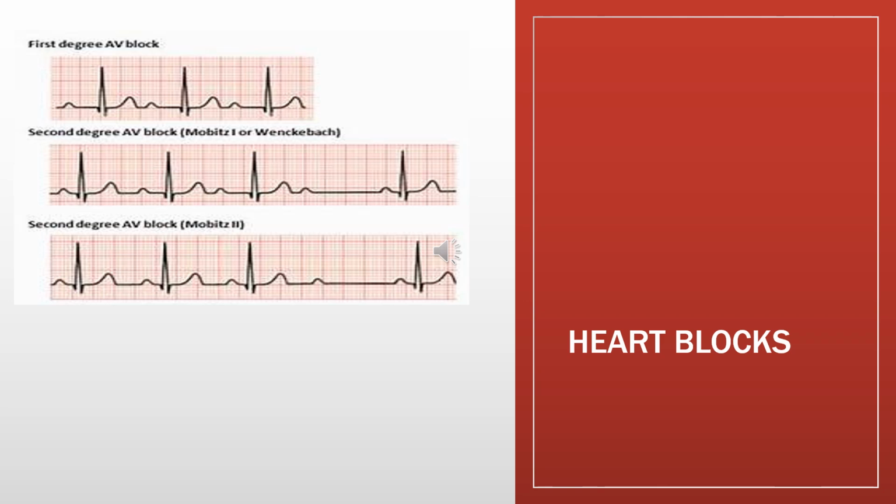And then the next one here, there is a P wave, and then a long delay, no QRS complex, and another P wave. So this is second degree AV block. There is a P wave not followed by a QRS complex.